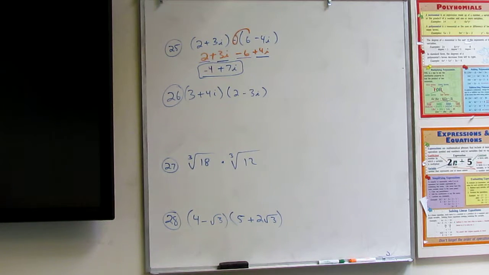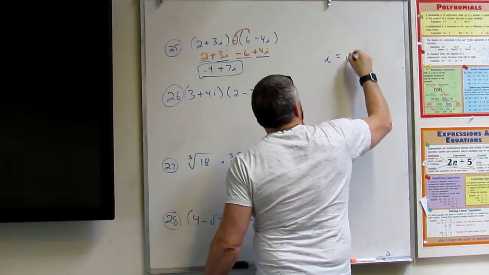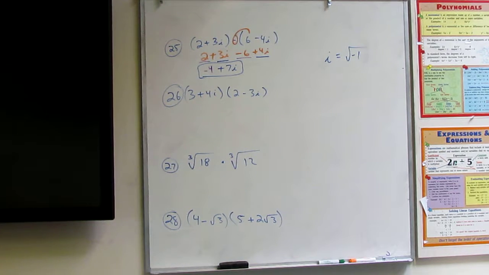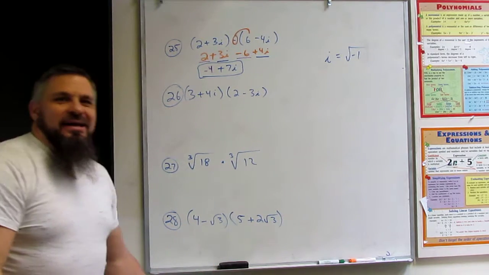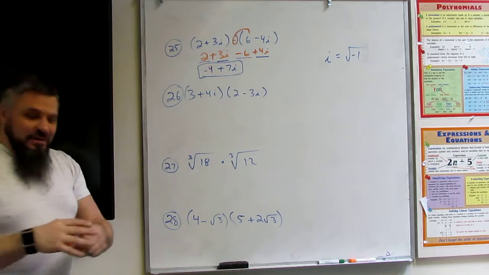But what is i? You have to remember, what is i? i is equal to the square root of negative 1. Right? So if we're just adding them, it's no big deal. But when we multiply them, then it becomes different. So what is i squared?